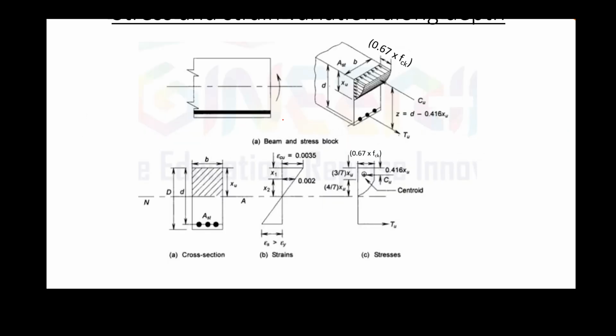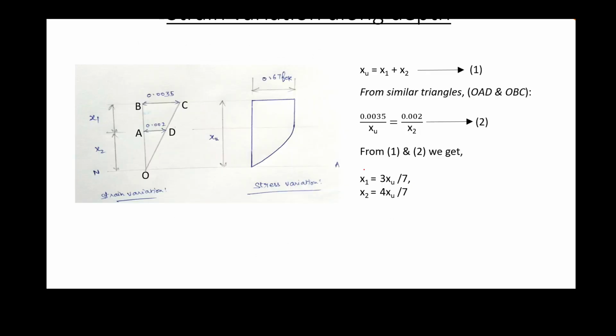Moving on further, now we have this strain profile. We are interested in finding out the volume of the stress block, because we previously learned that the volume of the stress block will give us the total compressive force in the beam. But we are yet to know what this depth is. This depth, that is x1 and x2, we need to find. So we'll find that out and then we will find out the volume of the block.